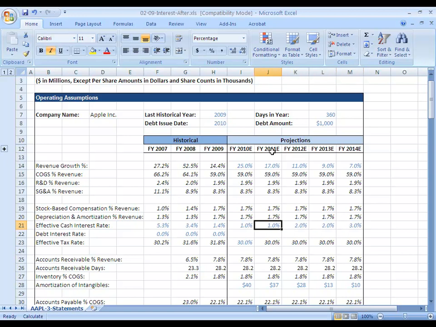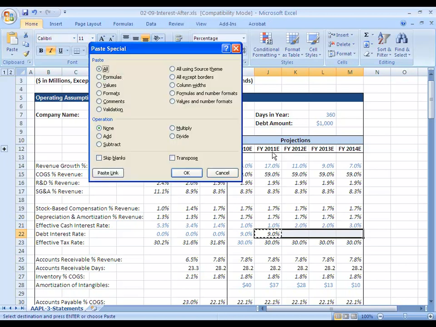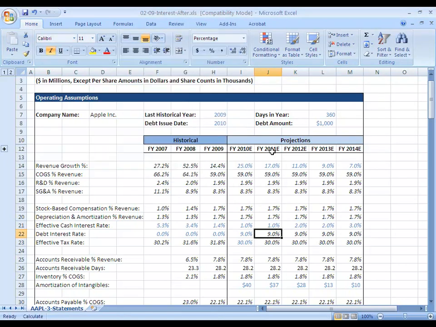For the debt interest rate, I'm going to go with 9% here. And what I'm going to do is also link this to the 2010 number and take this all the way across. So here we're assuming that the debt interest rate is staying constant for all 5 years. Given the type of debt that we have where we're not assuming any principal repayments, we're assuming that it stays the same on the balance sheet. This is a fine assumption to make.